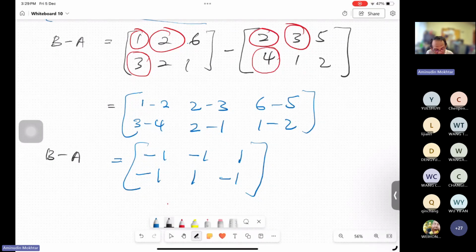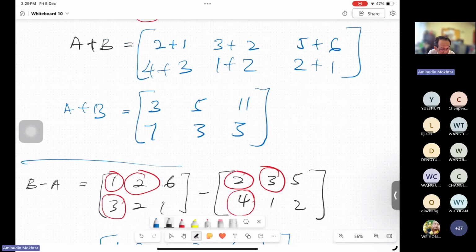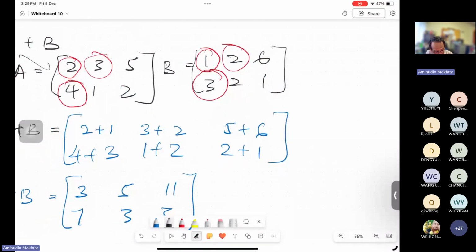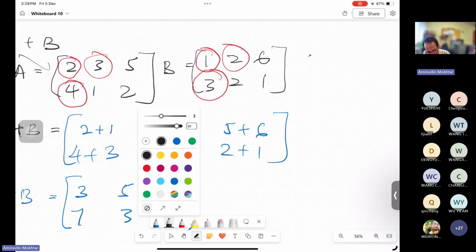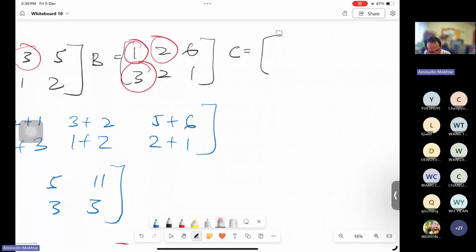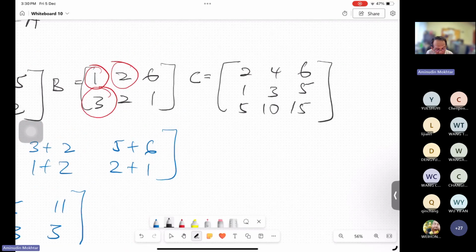Okay. So now, the next one again. If you have any question, you can ask me anytime. Now let's say I create another matrix, matrix C. The elements of C, let's say 2, 4, 6, 1, 3, 5, 5, 10, 11. So the matrix C has 3 rows and 3 columns.